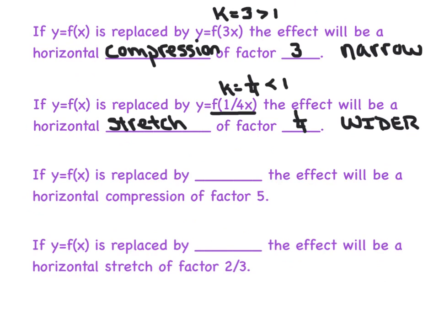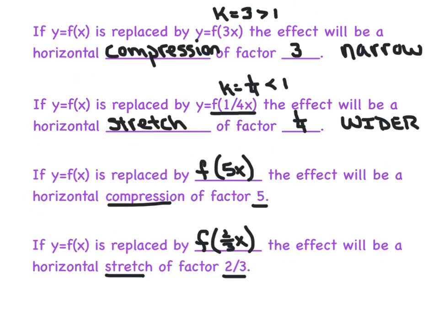Alright, this next one, they said there's going to be a compression by a factor of 5. So that's going to be f of 5x. In the next example, we said there's a stretch by a factor of 2/3. So that would be f of 2/3 times x.